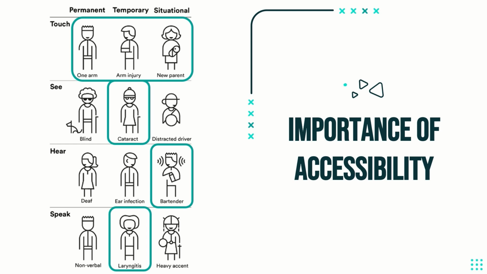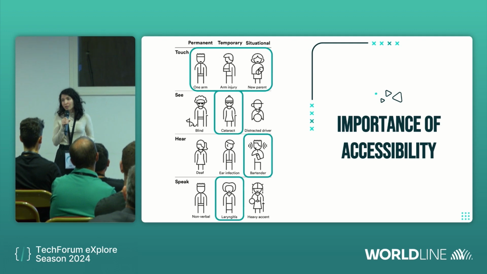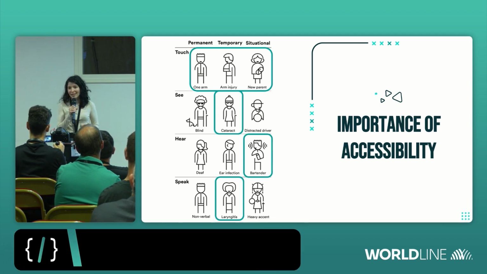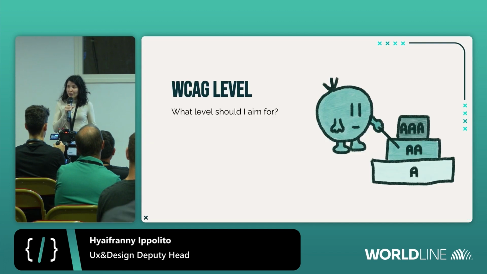Or maybe you are trying to use your application on a very sunny day and your mobile doesn't have a properly good screen, so you will not be able to read or to properly see the different contrasts. That happens to everyone at some point. So it's not about just a small group of the population. It's about everyone, trying to be inclusive for absolutely every single person in this world. So, let's get into the topic.